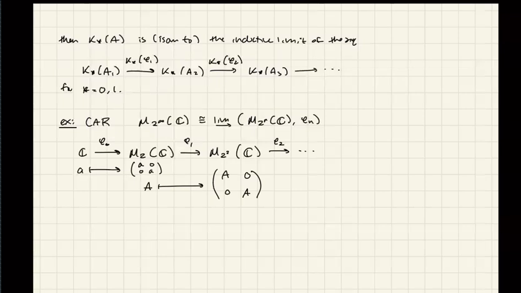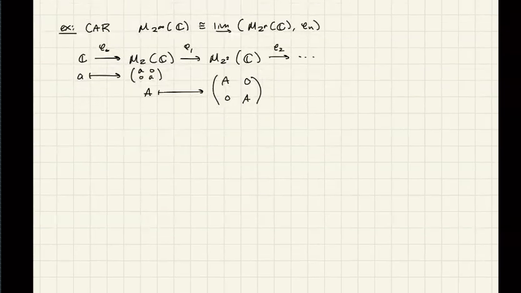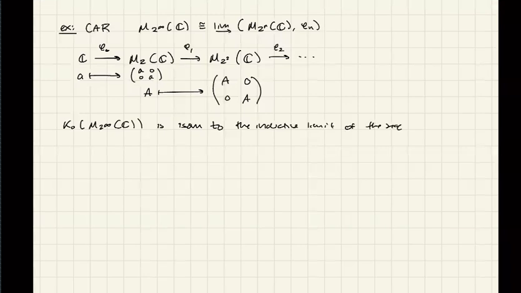And now we want to compute the K theory. So we'll start with K0 and we'll see what happens with K1 after we do K0. That theorem by Rordam said what I need to do is apply K0 to this sequence. So let's do that. We know that K0 of the CAR algebra is isomorphic to the inductive limit of the sequence where I take the sequence above and apply K0 to it. So let's write that out. I'm applying K0 to everything.